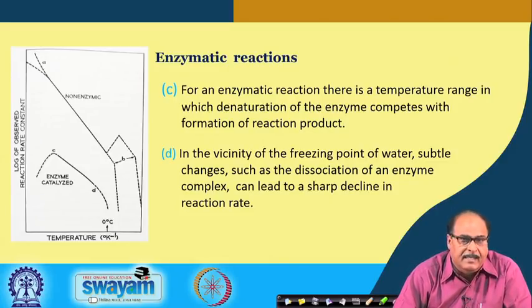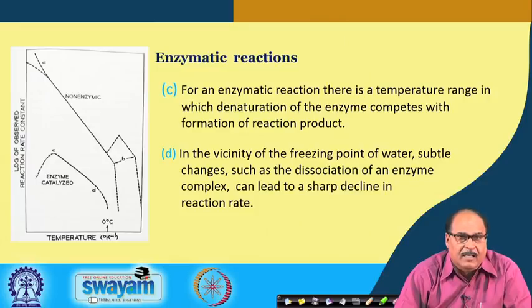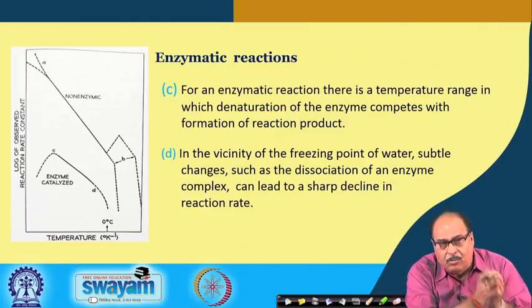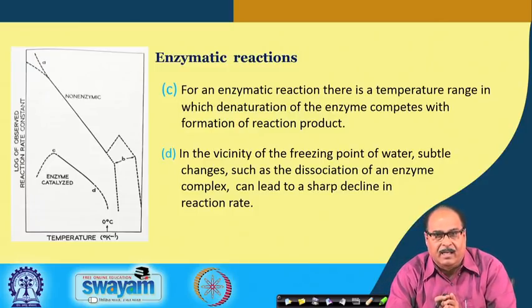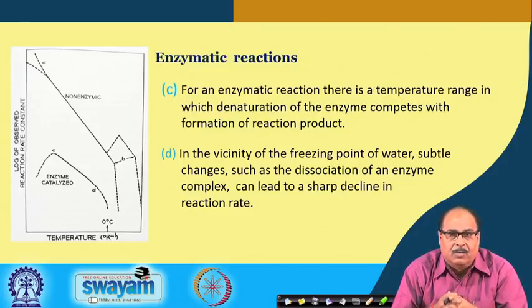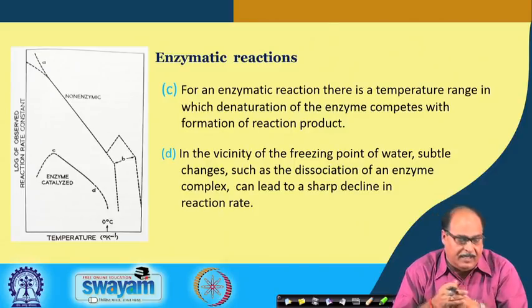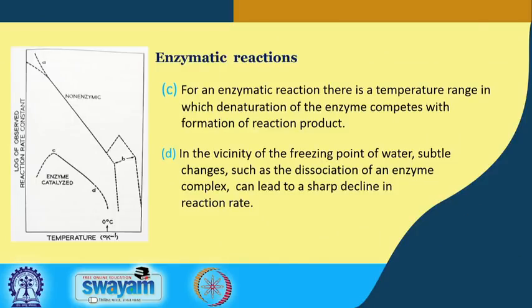Going beyond that range, the enzyme reaction process is affected. Above a certain temperature, the enzymes might get denatured, and in fact the denaturation process competes with the product formation process. On the higher temperature side, the denaturation process dominates, and when the protein gets denatured, the reaction might even stop. You can see this in the figure at point C, that is, above a certain temperature the reaction rate decreases.